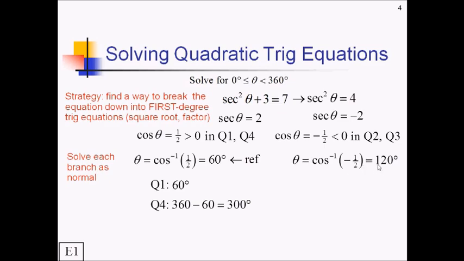So we're going to have 180 minus 120, giving us 60 again. So same reference angle as over here. And we wanted quadrant 2 and 3. Well, quadrant 2, we actually already have that answer. It's 120 degrees. For quadrant 3, we want to do the 180 plus our reference angle of 60, which gives us 240 degrees.